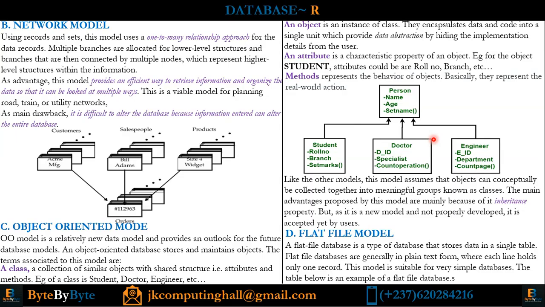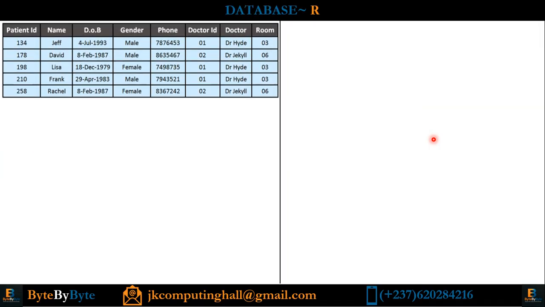So those of you who are having, for example, a table concerning the sales of a particular item in your shop, and everything is just represented in one table, know that you are using a flat file model. As an example, this is what we have. This particular table containing information about patients and doctors is given. So all the information we have is stored only in one table, and that is what we call a flat file model.